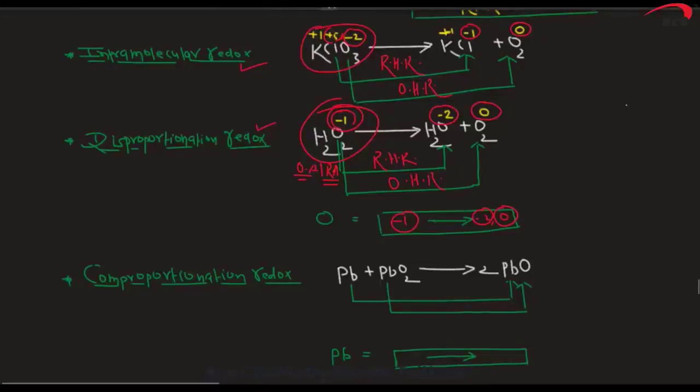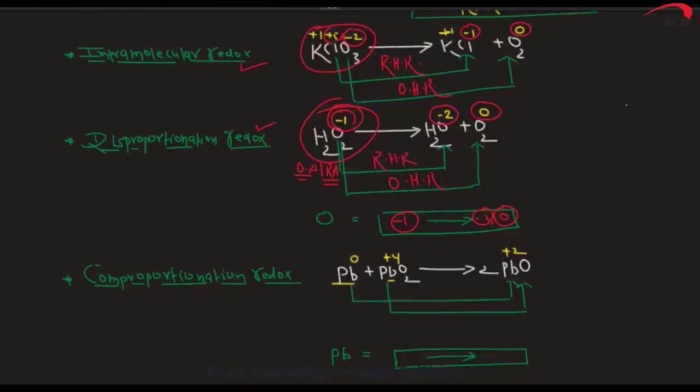So if you check the oxidation state, Pb, since it is present in the elementary state, the charge will be 0. In PbO2, generally the oxygen is taken as what? Oxide, it's -2. So the charge will be +4. And in case of PbO, the charge of Pb is what? +2. So if you see, there are two different reactants, but there is one element which is common. Here, the Pb is common.